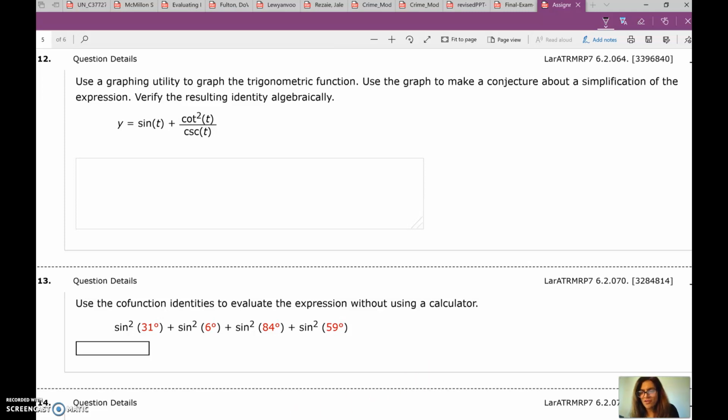Okay, let's take a look at homework 6-2, number 12. Same instructions. We're going to start off the same way. Let's try to find a common denominator. And in this case, that might be cosecant of t divided by cosecant of t.